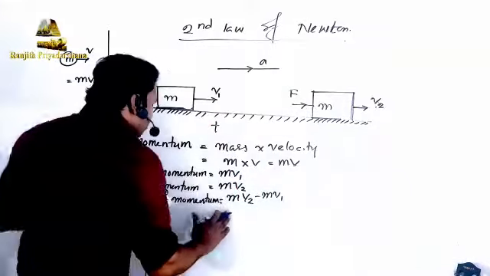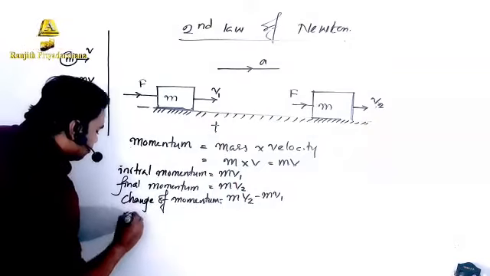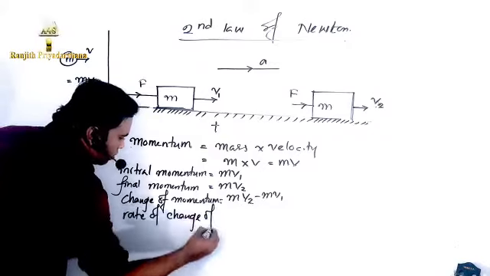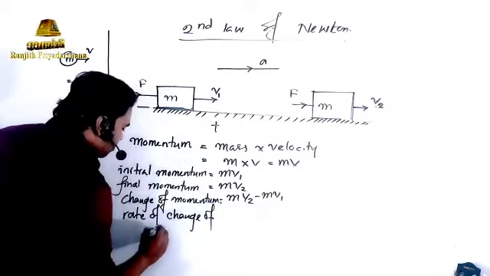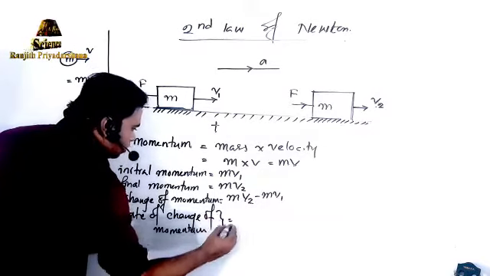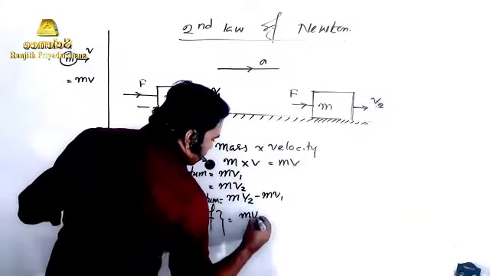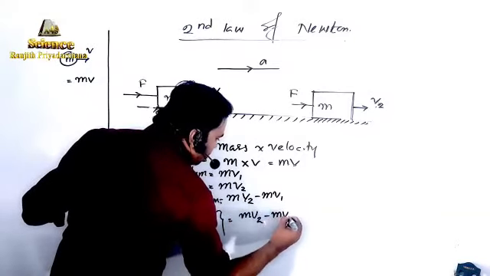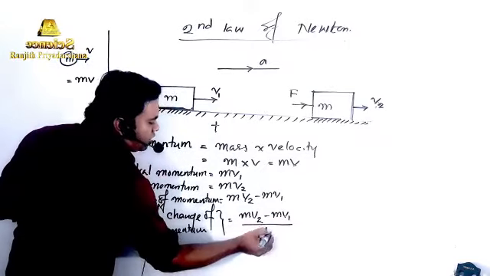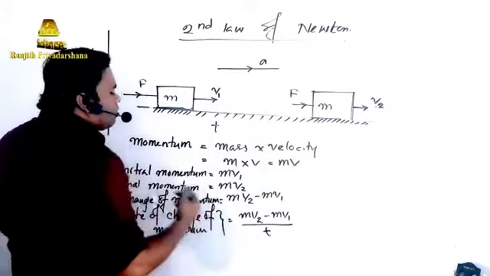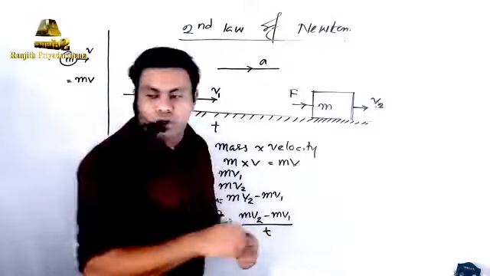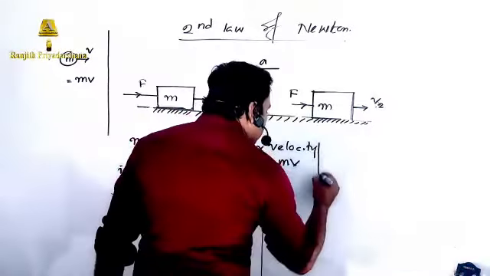Okay, let's discuss next. The rate of change of momentum equals mv2 minus mv1 per unit time, so you have to divide that by t. So this is known as the rate of change of momentum. Okay, good.